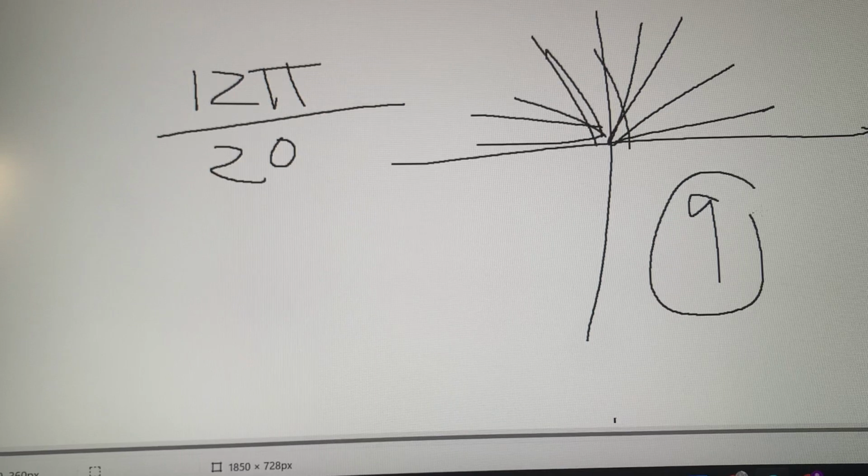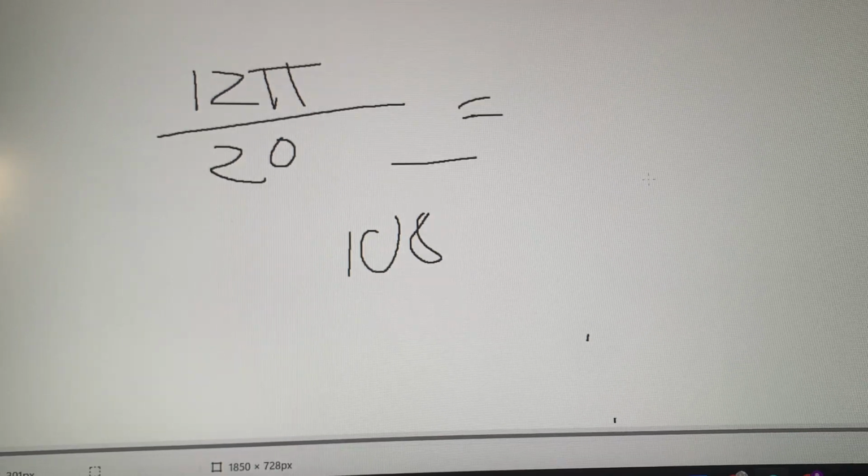And all this 9 means is that there's 20 angles of 9 filling up all the way to 180. So all we have to do now is times 12 by 9. When we times 12 by 9, we get an answer of 108. Therefore, our answer is going to be 108 degrees.